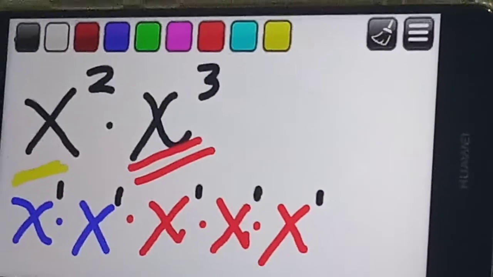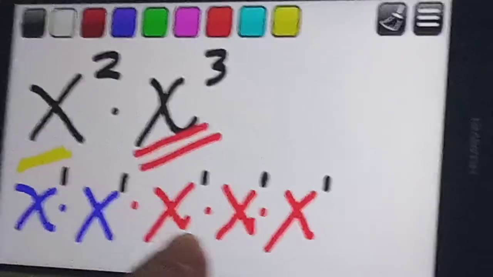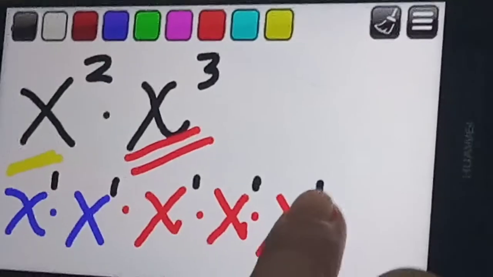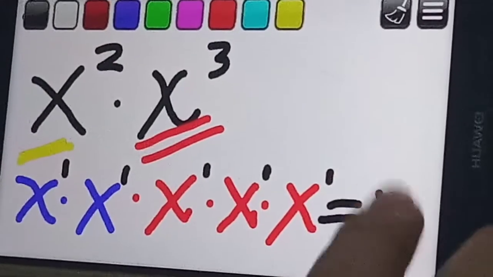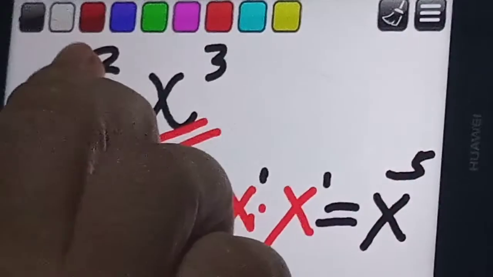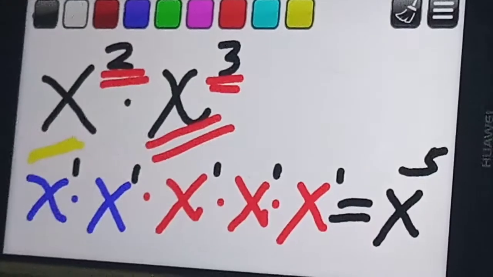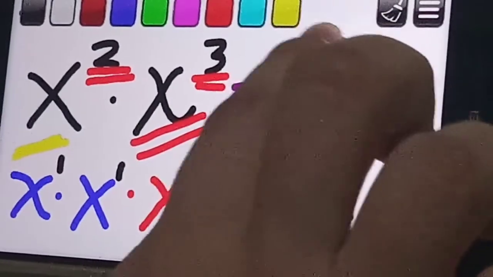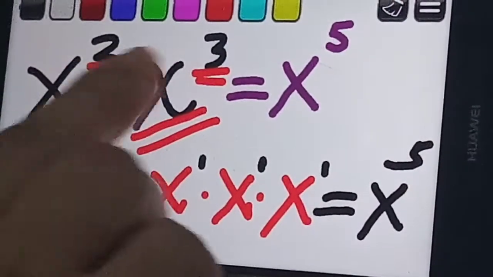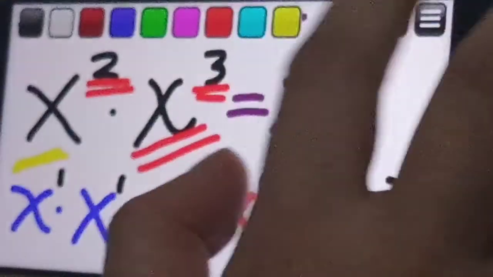So what do you think will be the final answer? How many x do we have? 5. Therefore, the answer is x to the fifth power. What do you observe about the exponent? The exponent is 2, and the exponent is 3. Which is simply what? Add the exponents. It becomes x to the fifth power, or 2 plus 3 equals 5. And that is our first law of exponent.